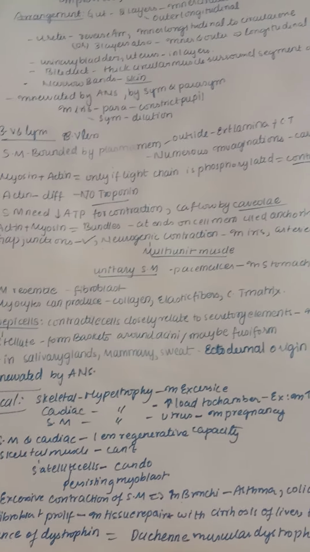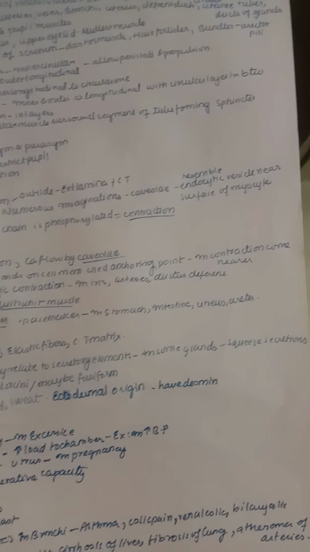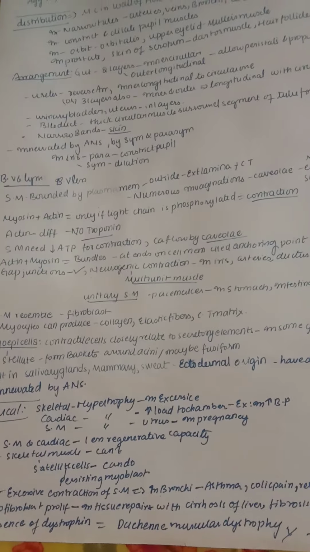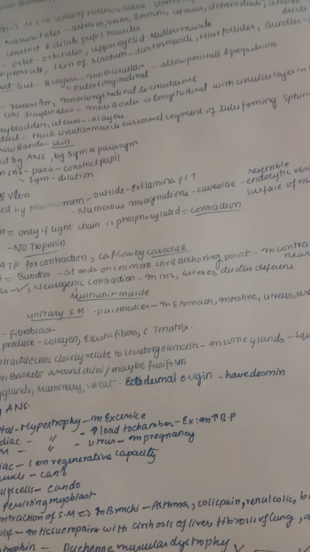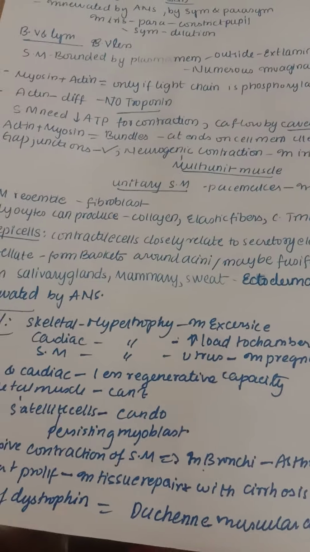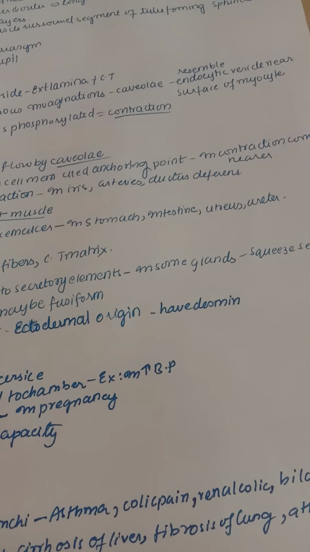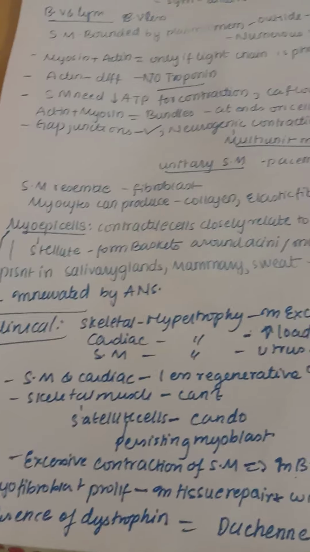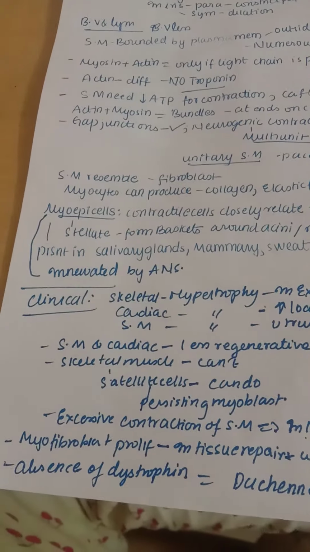Actin and myosin form bundles attached at the cell membrane at anchoring points, which come nearer in contraction. Gap junctions are present. Neurogenic muscle contraction in the iris, arteries and ducts is different, as it is multi-unit; neurogenic contraction takes place in multi-unit muscle. Unitary smooth muscle has a pacemaker in the stomach, intestine, ureter and uterus. Smooth muscle resembles fibroblasts: myocytes can produce collagen, elastic fibers and connective tissue matrix.